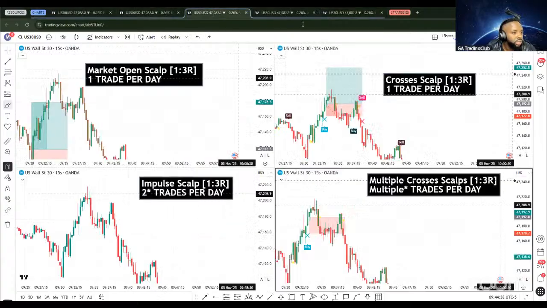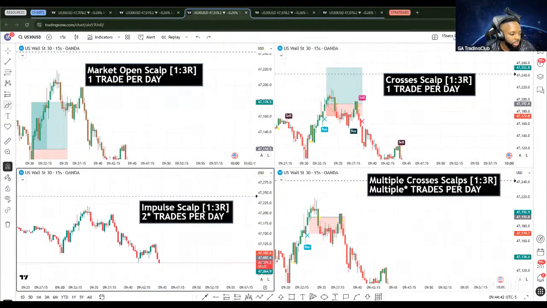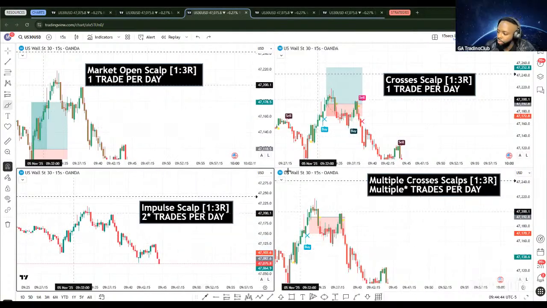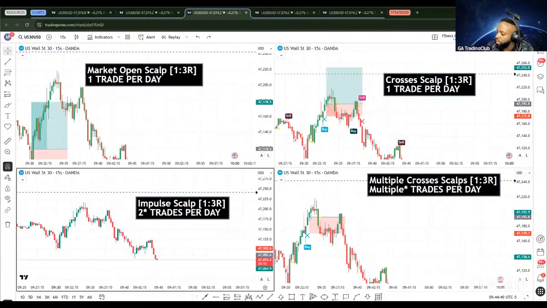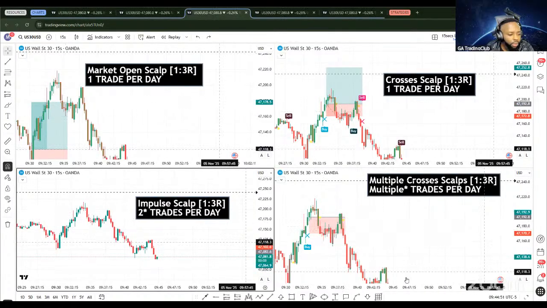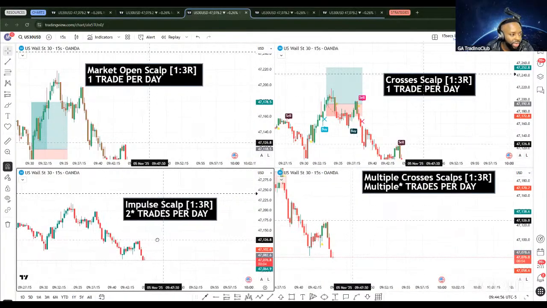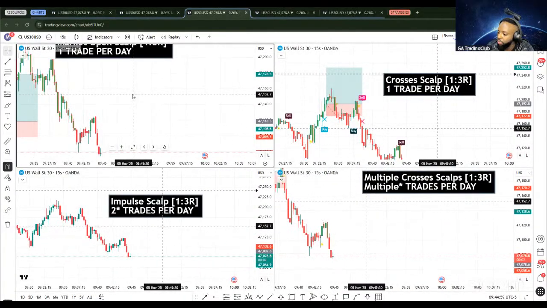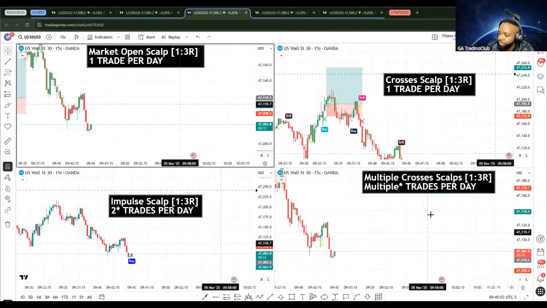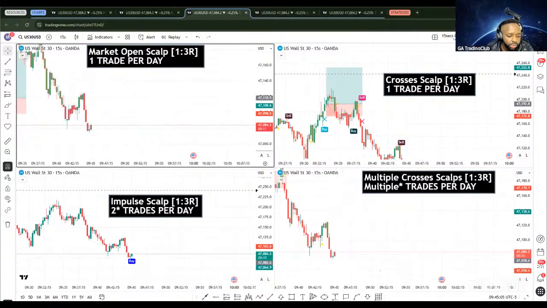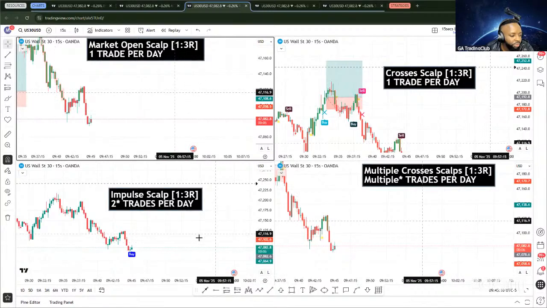So let's see. What else do we have? I don't want to miss this impulse entry here. All right, we're still waiting for these crosses. So right now, I'll focus on these crosses entries, these multiple crosses, so that we can see if we can catch some. But I think eventually I may go for this multiple crosses entry.